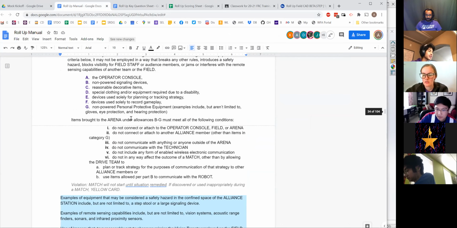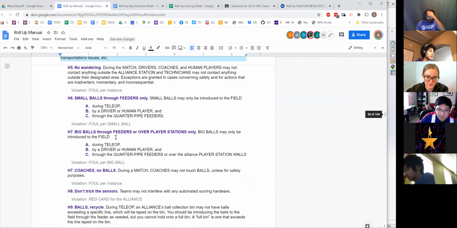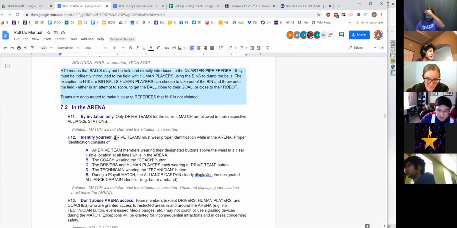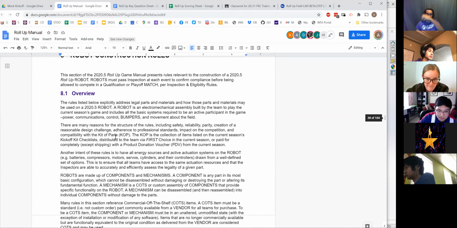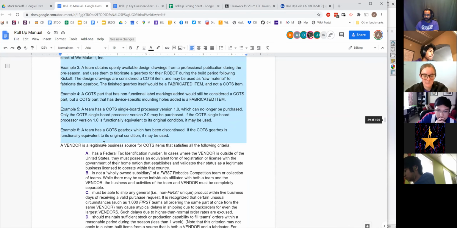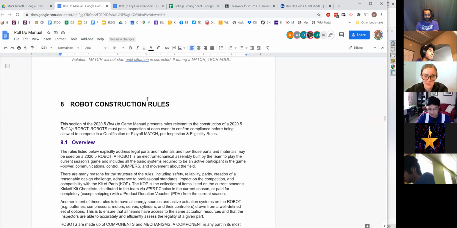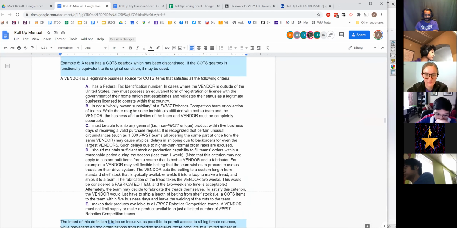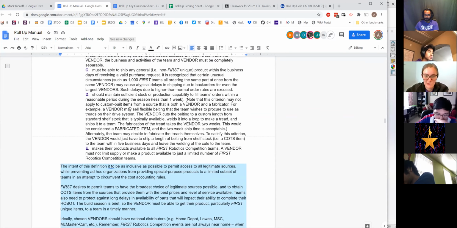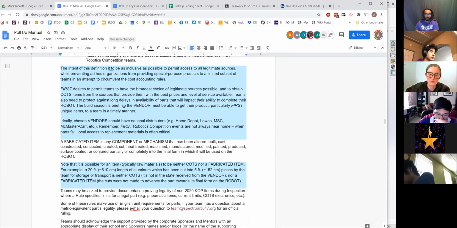So we've gone through mostly game rules. Now we start going into the actual robot construction rules. There are a lot of robot construction rules, right? Game rules are only the first 37 pages. The rest of the manual is robot rules, tournament rules, and inspection rules, I believe, and the glossary at the end. So there are a lot of robot rules.